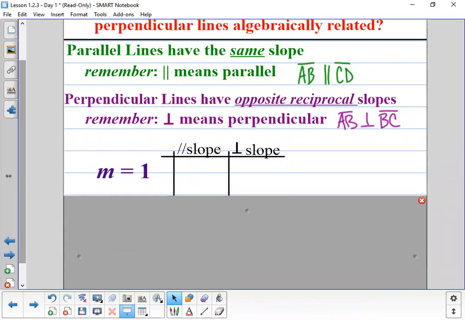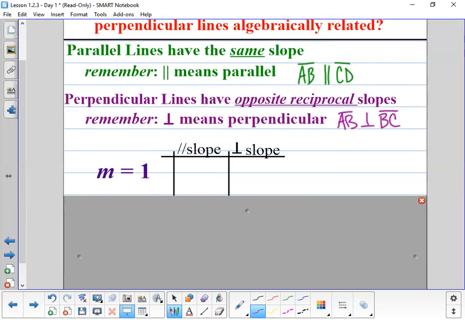All right, we're going to make a little bit of a table here. And on the left column, I'm going to give you a slope. The middle column, we're going to talk about what the parallel slope would be. So what would be the slope for any line that's parallel to this one? And then what about for perpendicular lines?